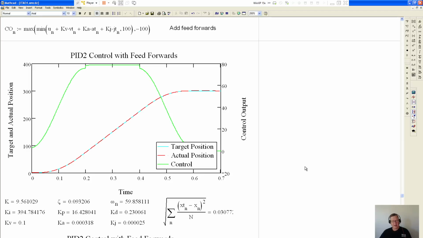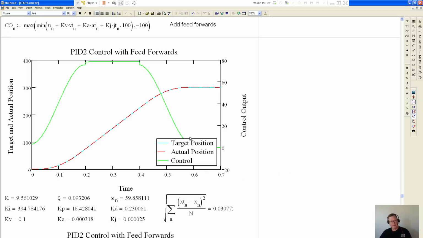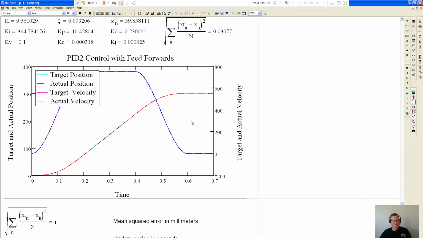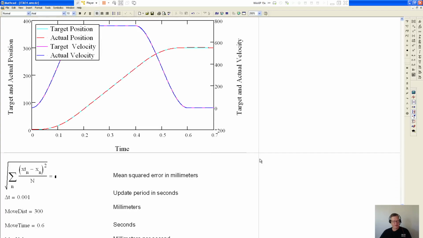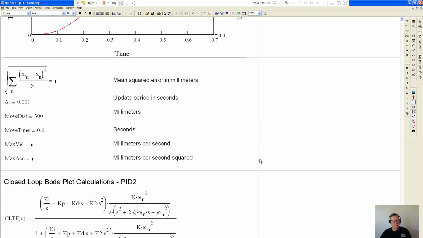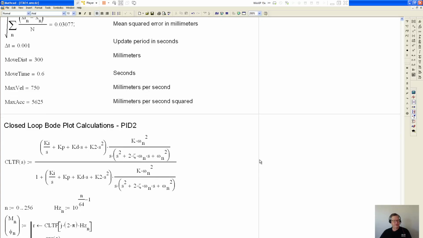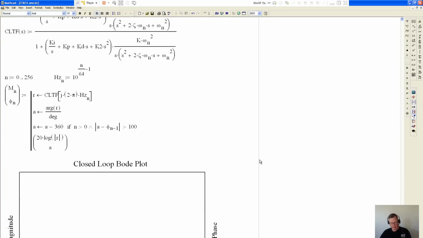And what I normally would do is run this through many iterations to make sure that the control is good. This is the velocity and acceleration. And let's see, these are more calculations, which is the Bode plot calculation.